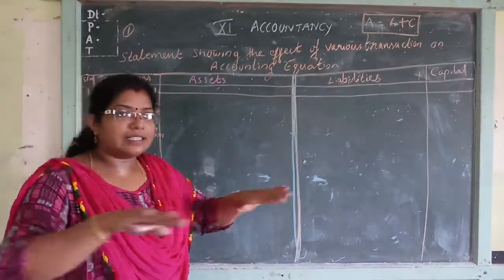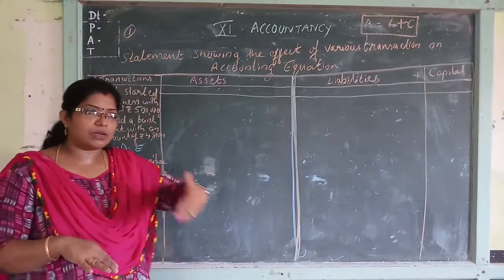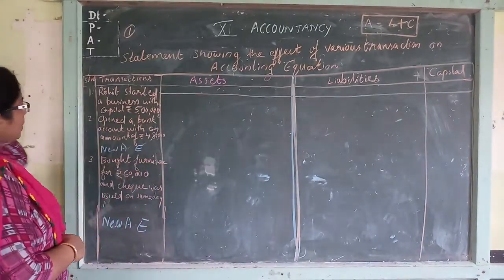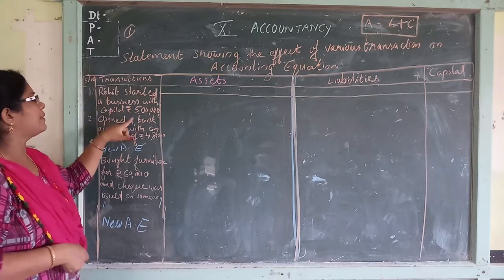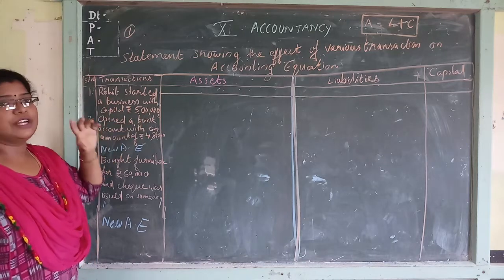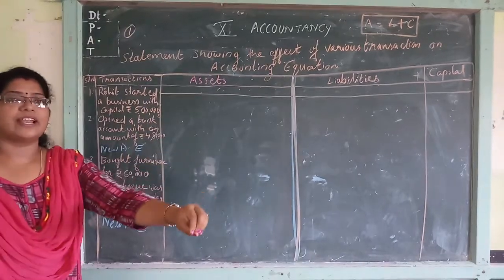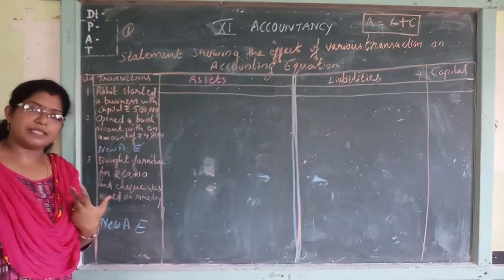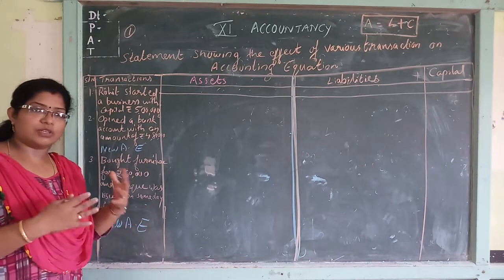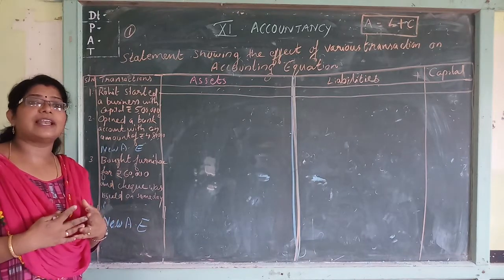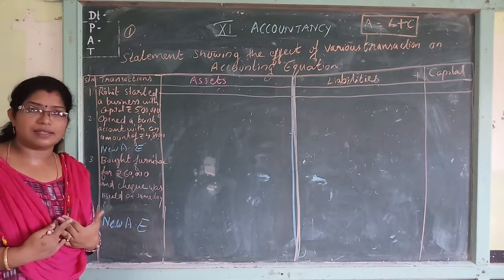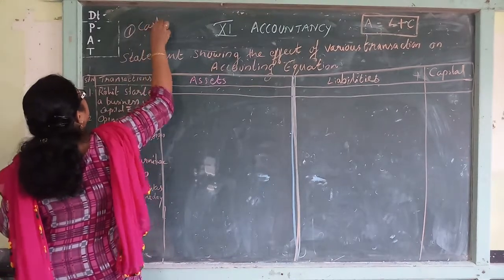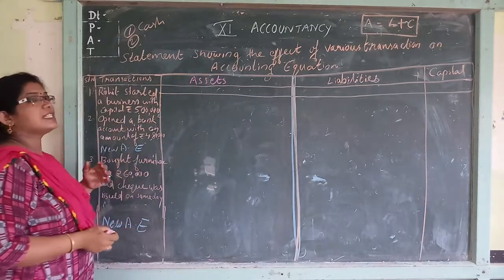Here, you want to apply the entity principle. Entity means the owner is different and the business is different. So here, Rohit started the business with a capital of rupees 5 lakh. Definitely Rohit deposited 5 lakh rupees in that business. From the business point of view, what comes in? Cash comes in, cash of rupees 5 lakh. So cash is our asset. One aspect is cash, and what is the second aspect?